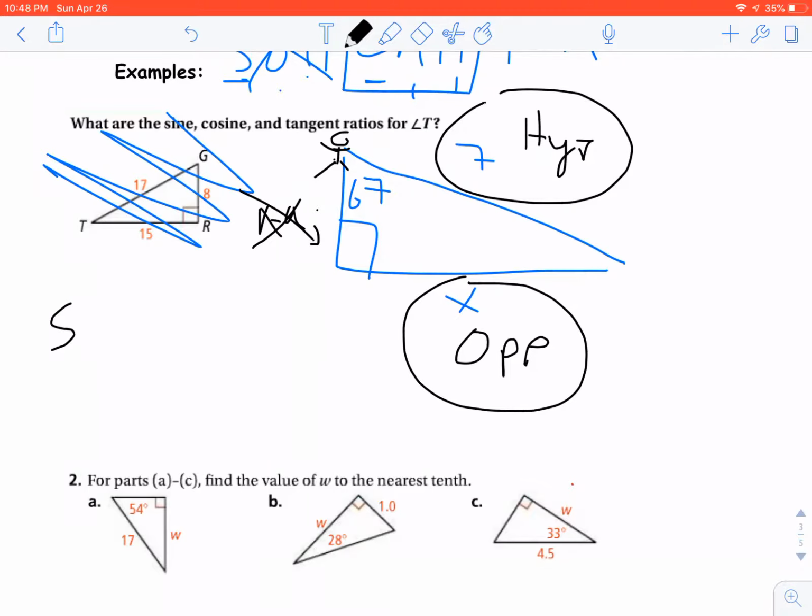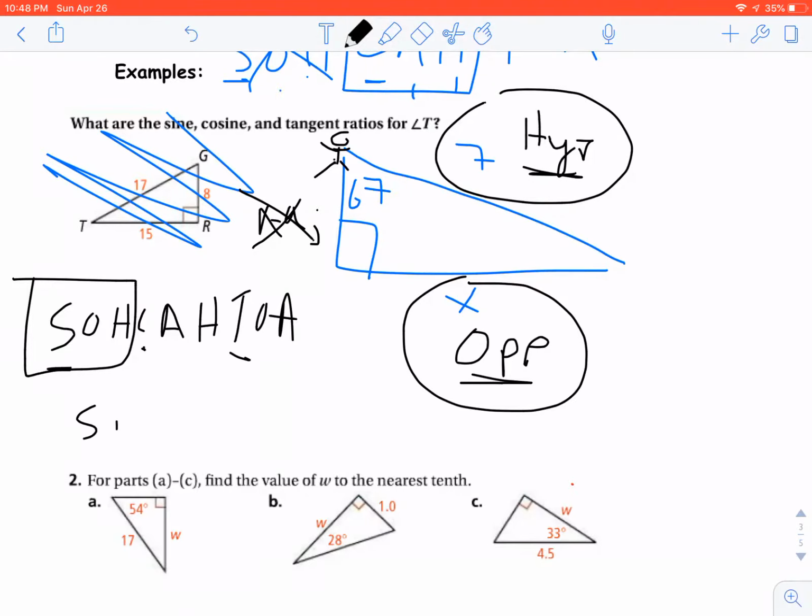Okay, so I need the trig function that deals with opposite and hypotenuse. So what trig function, the S, the C, or the T, has O and H immediately after it? Well, that is sine. So it's the sine of the angle you're standing at, which is 67, as opposite over hypotenuse, because it is spelled SOH.